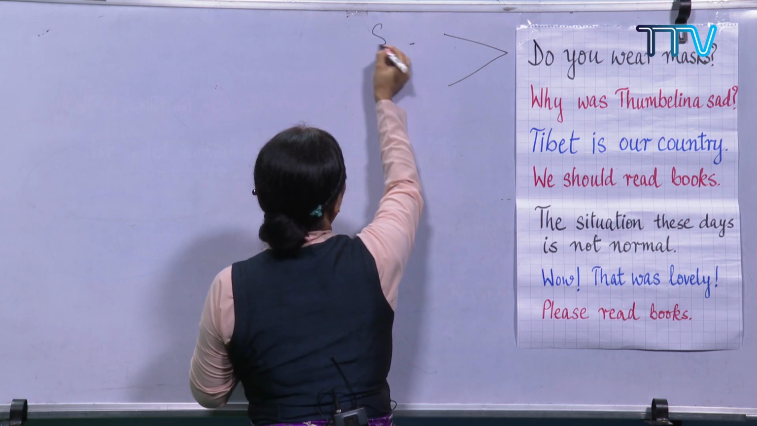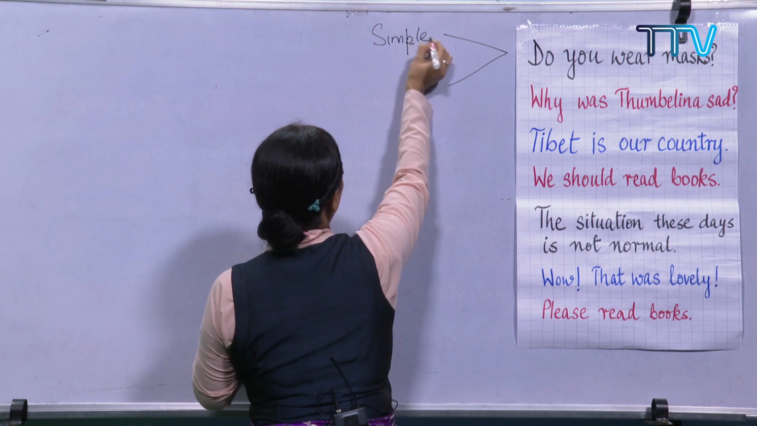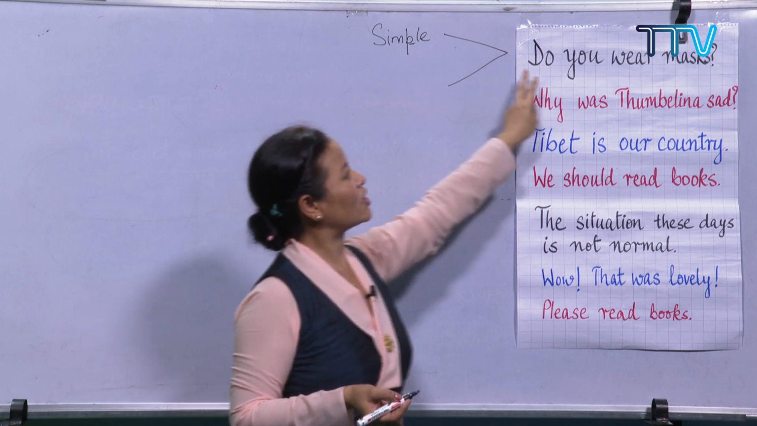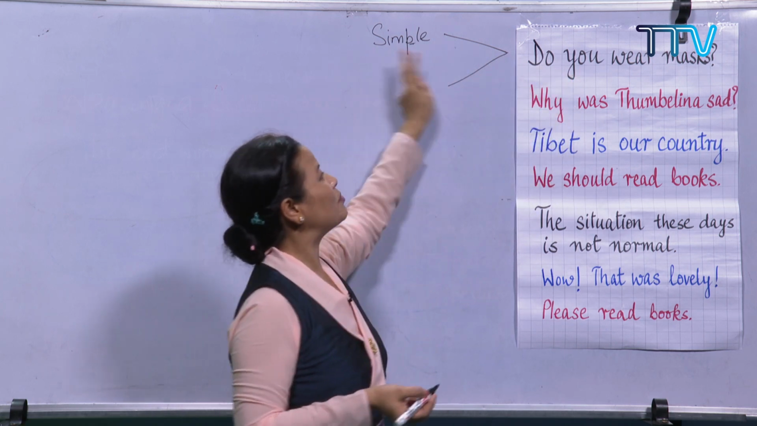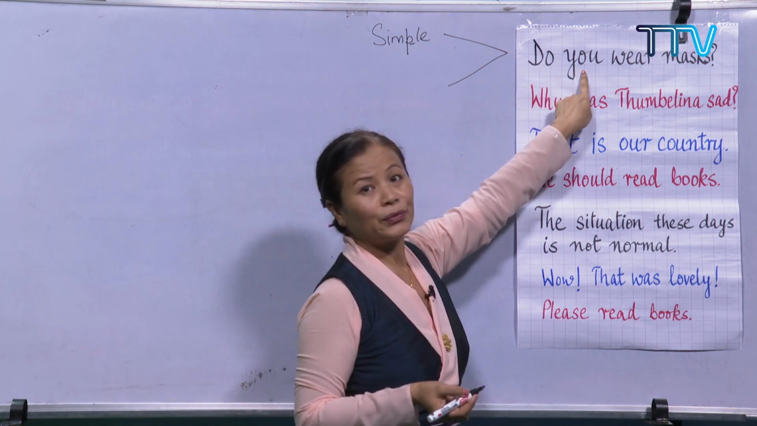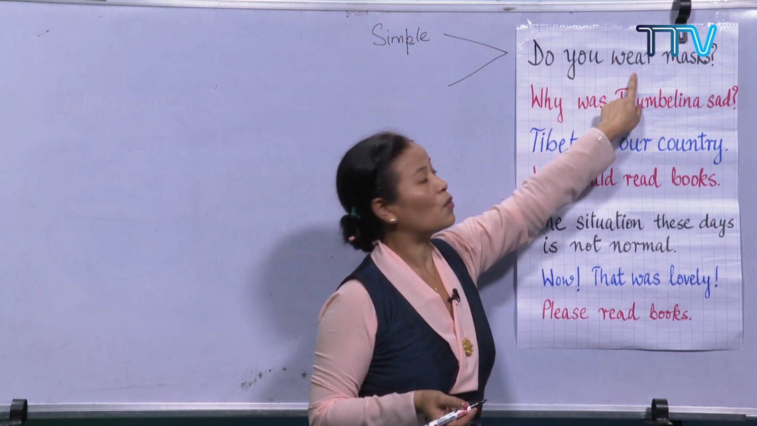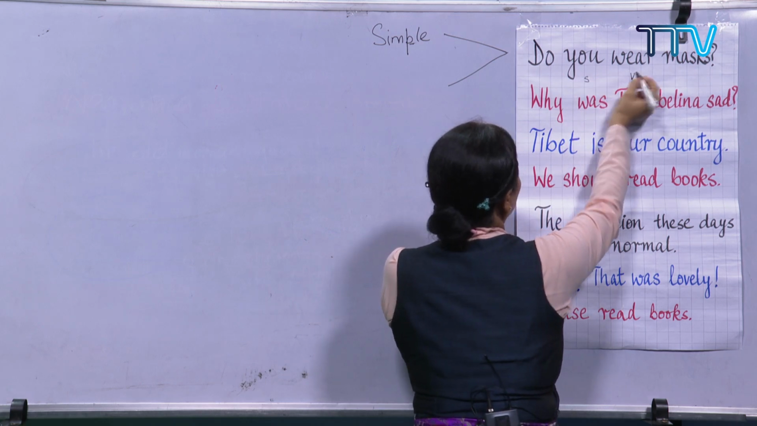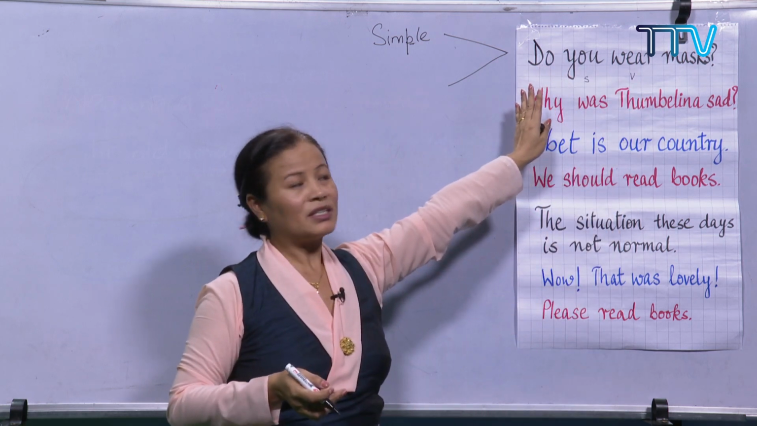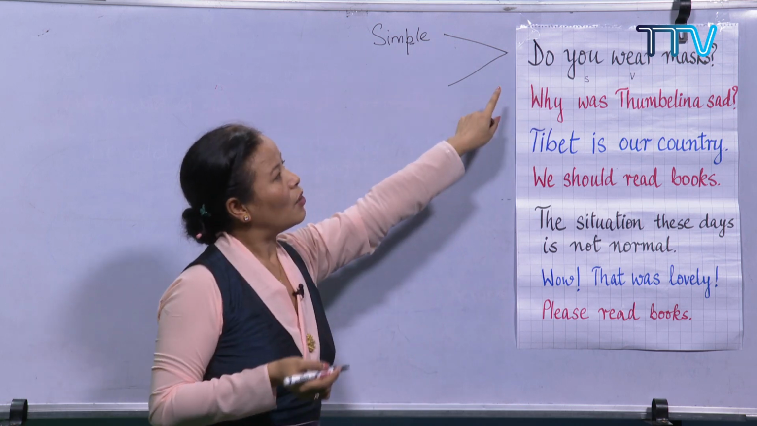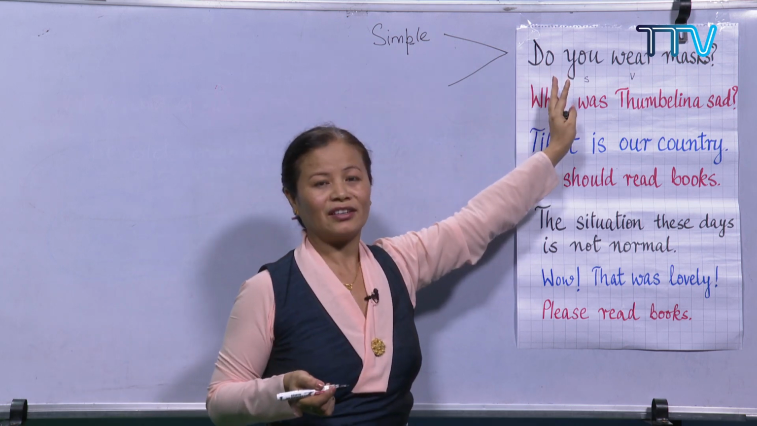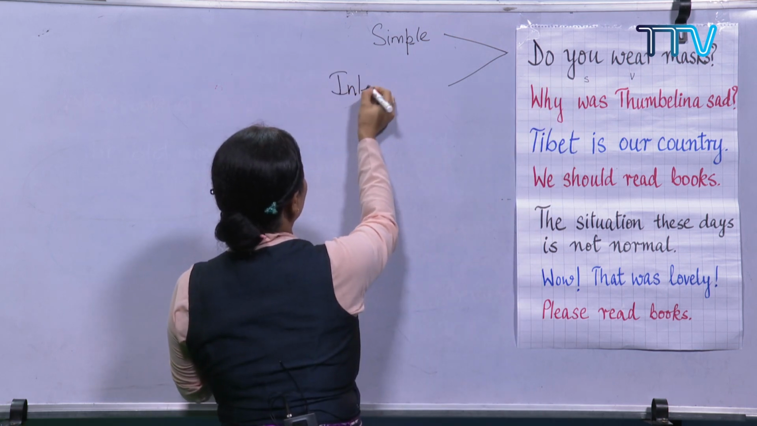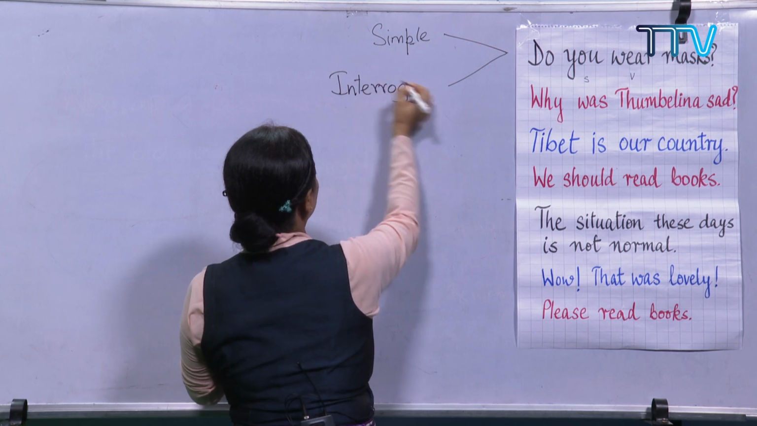This is, of course, a simple sentence if we look at the structure. If we look at the structure of this sentence, this is a simple sentence. You is the subject, and this is the verb. So this is a simple sentence. But then, if you look at the function, we get a type of sentence that is called interrogative.